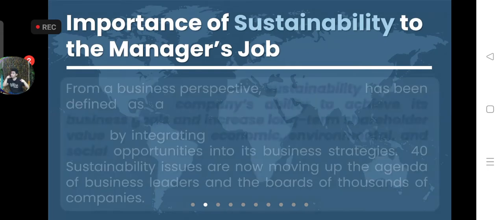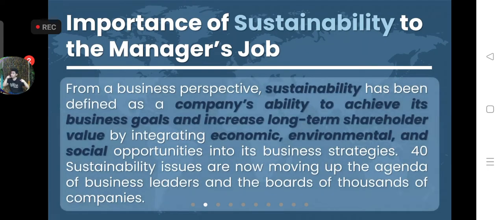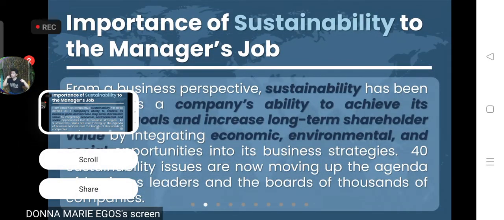Importance of sustainability to a manager's job. Can anyone read this? So yes, Ms. Federicos.